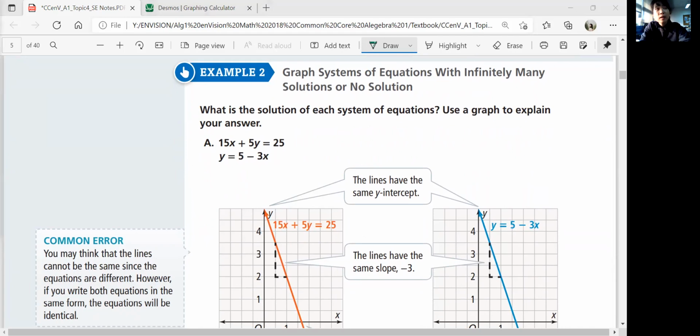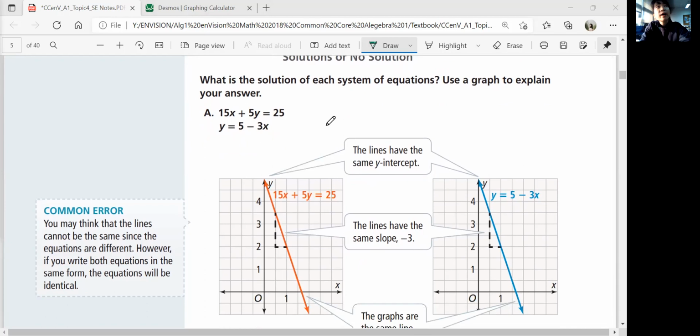There may be cases where you have infinitely many solutions or no solutions. When is that the case? By algebra, we looked at when the equation makes sense, every value is true, so it's infinitely many. When it doesn't make sense, like 2 is equal to 4, there is no solution. What does that really mean in a graph? What does that mean graphically?